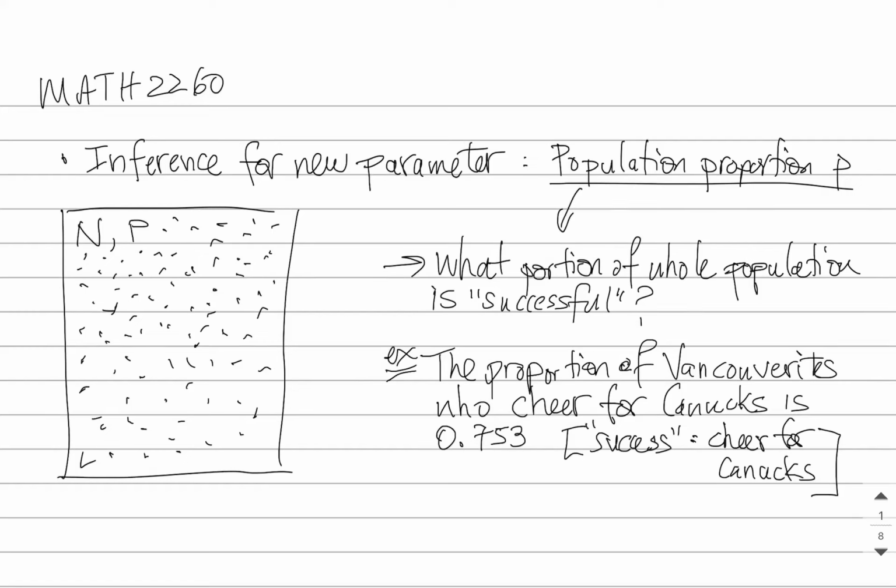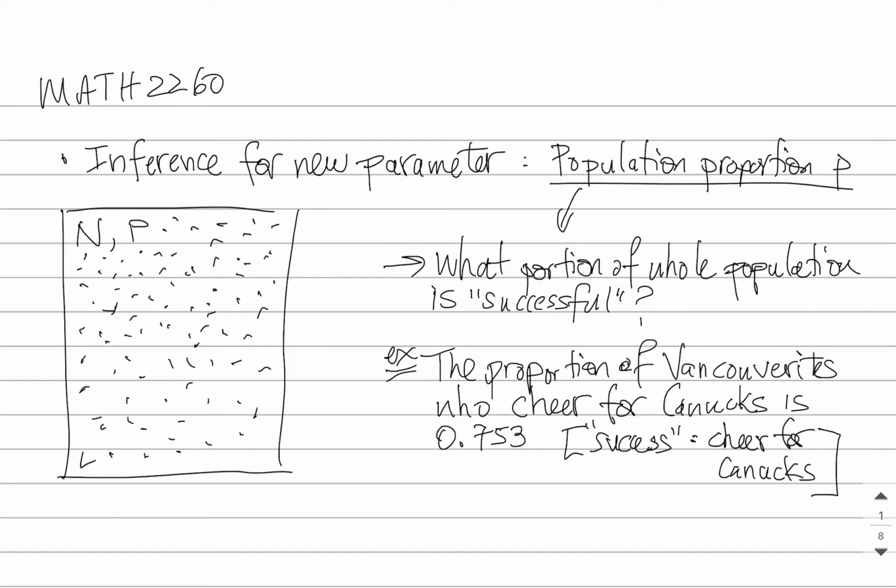We're going to study some inference procedures for a new population parameter that's of interest. And that parameter is what we call the population proportion. And we give it the unhelpful symbol p, but we'll keep all the different p's straight. And so just to try to give you a bit of intuition, the population proportion essentially asks what portion of the whole population is successful.